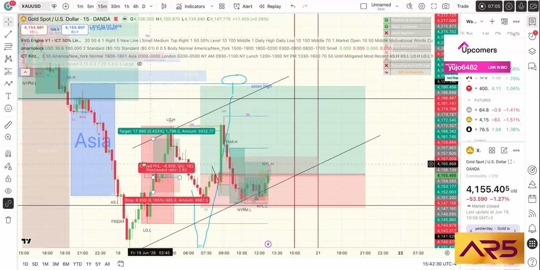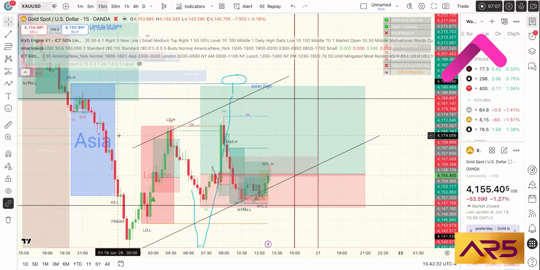Regardless, again, it's a mid zone. That was a beautiful trade. I could have taken it that day. I kind of regret not taking it, but it is okay. It's part of life. It is what it is.